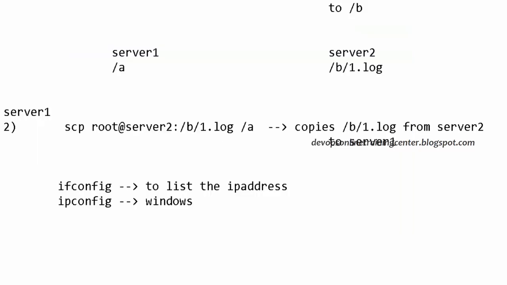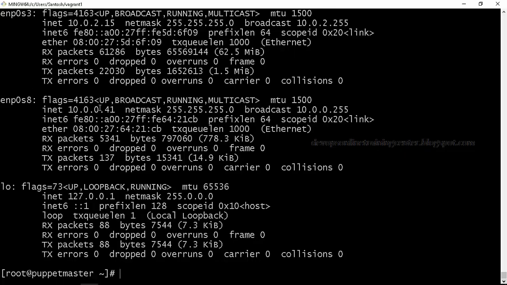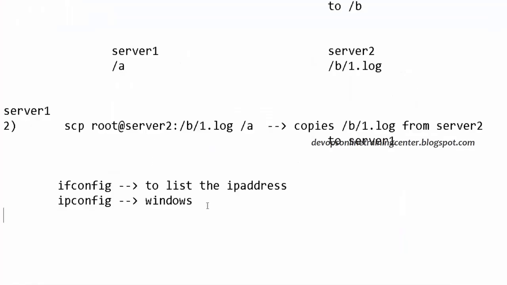Okay, so I have got the IP now. This is the private IP. This is the public IP. We'll see that later. But for now, I copied this IP and I have to frame the command.